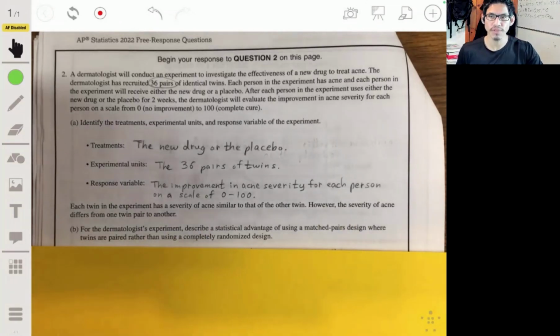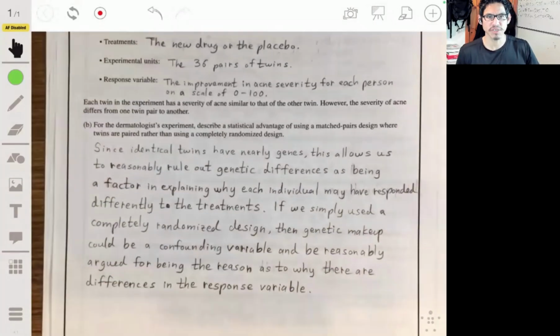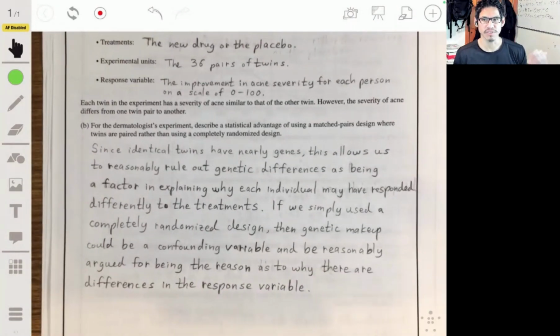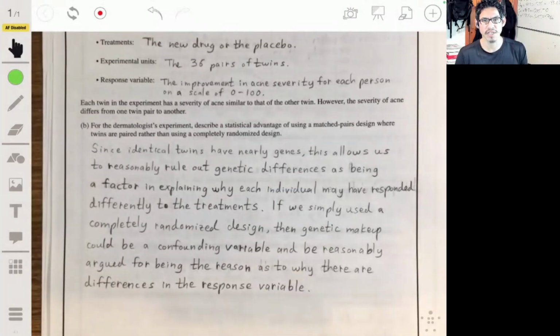describe a statistical advantage of using a matched pairs design where twins are paired rather than using a completely randomized design. Okay, so my reasoning was essentially because we know that people respond differently to different drugs, different foods, all sorts of different things, different workouts. We all know that, and mainly it's because of our genes. I'm not a geneticist, but we can say that since we're all slightly different in our DNA, or very different depending on how you want to look at it.